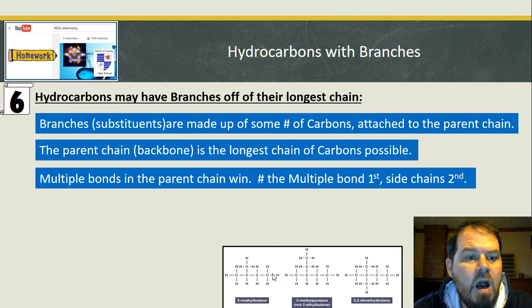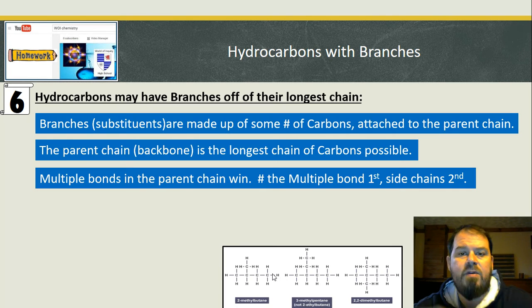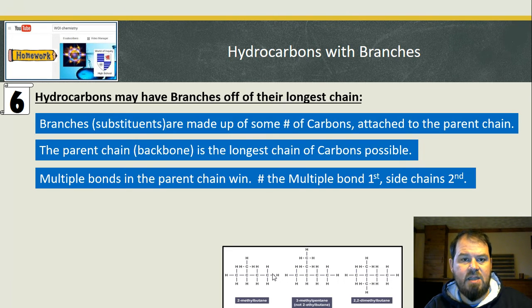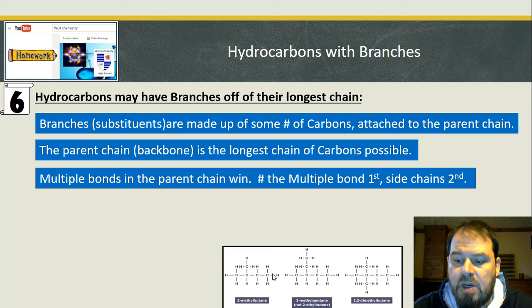Okay. Multiple bonds in the parent chain win, so they trump. If there is a double bond in the parent chain, that's the parent chain, period. So let's say there's 6 carbons this way, and then there's 6 carbons this way. Well, if I count flat and that has the double bond, then that's the parent chain. So if there is a double bond or triple bond present, that has to be in the parent chain.